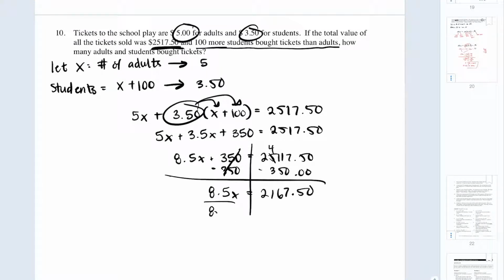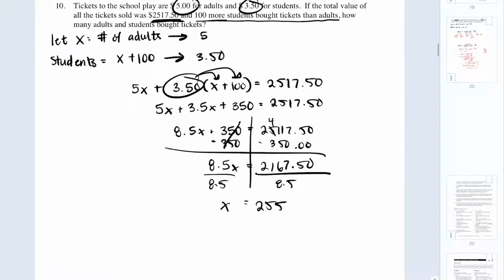I should have written, and yes, you must do this. You must show all of your work and how you got to your answer. Boom, there we go. X is equal to 255. What does X represent? That's right, the number of adults. So that must mean that 255 plus 100 is equal to the number of students.